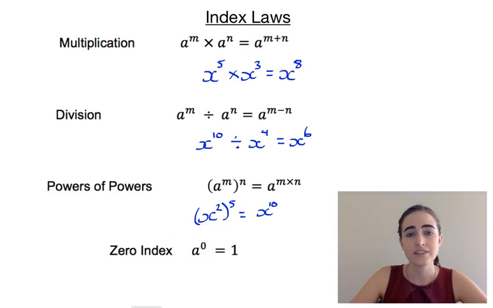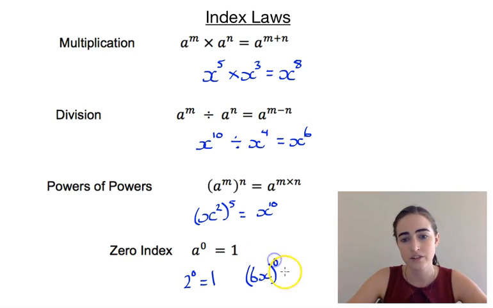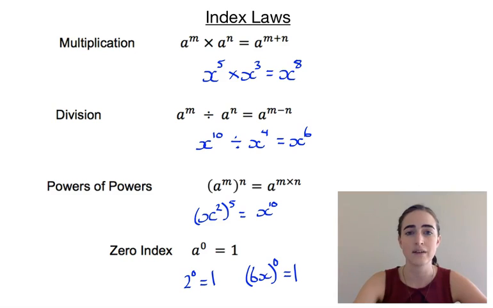And our last one is the zero index. If we have anything to the power of 0, it's going to be equal to 1. So for example, if we had 2 to the power of 0, that's 1. If we had 6x, all to the power of 0, that would equal 1. So there are the basic index laws. Let's have a look at the use of those in a couple of problems.